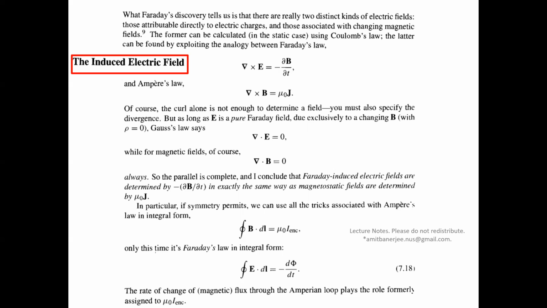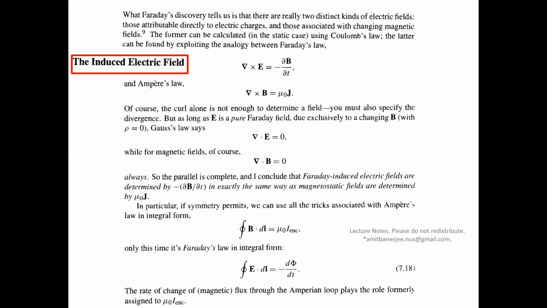And then we have Ampere's law, which is curl of B equals mu 0 J. Of course, the curl alone is not sufficient to determine a field. You must also specify the divergence. But as long as E is pure Faraday field, due exclusively to the changing of B, Gauss's law says that the divergence of E is 0. While for the magnetic field, of course, the divergence of B equals 0 too.